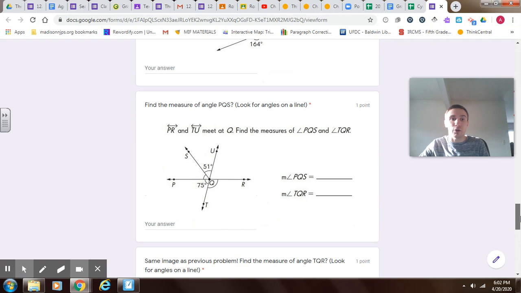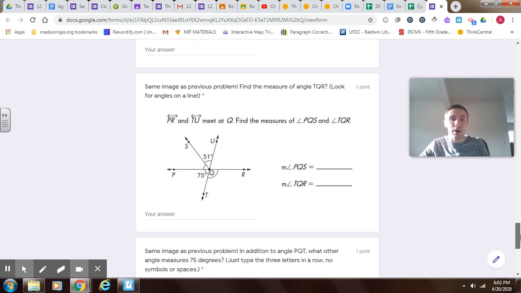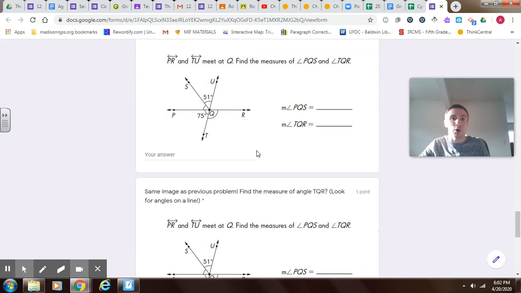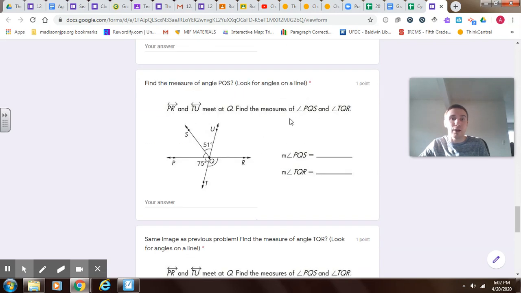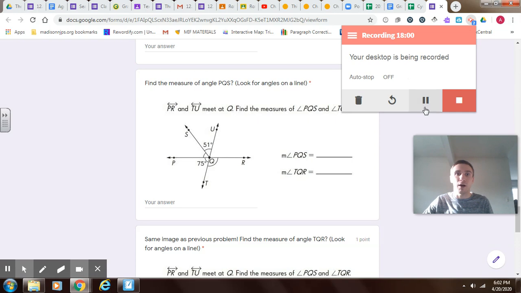And scrolling down, you'll see some repeat questions showing up here because we have angle TQR in one question. The question before it asks you about angle PQS. So make sure you're reading the questions very carefully. You can look for angles on a line. You can look for angles around a point. Check your work very carefully. Make sure you're subtracting appropriately. If you have any questions, as always, please make sure you reach out to us. Have a great time working with angles on a point.